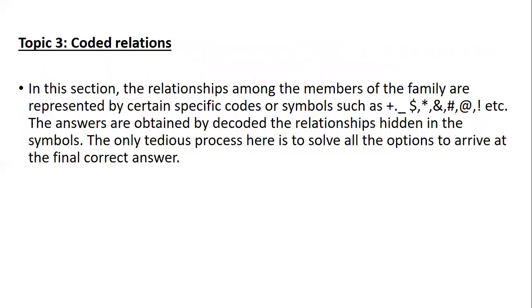Now topic 3, coded relations. In this section, the relationships among the members of a family are represented by symbols like star, multiplication, dollar, at, factorial. The answers are obtained by decoding the relationship hidden in the symbols. The only tedious process here is to solve all the options to arrive at the final correct answer.